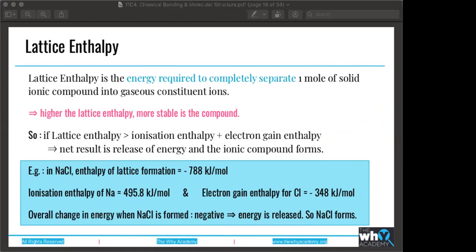Okay, clear about lattice enthalpy and why lattice enthalpy is important? Yes, ma'am. Yes, ma'am. All right.